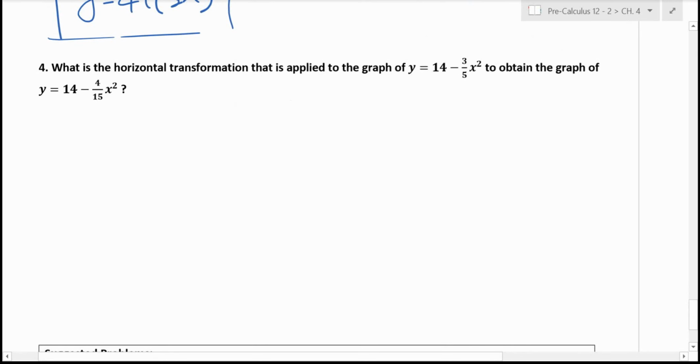Okay, let's see. It says, what is the horizontal transformation? Okay, so this is key. It tells us it's a horizontal transformation already. That is applied to the graph of y equals 14 minus 3/5 x squared to obtain the graph of y equals 14 minus 4 out of 15 x squared. So it already tells us it's a horizontal transformation. And there is no translation at all. And how do I know?